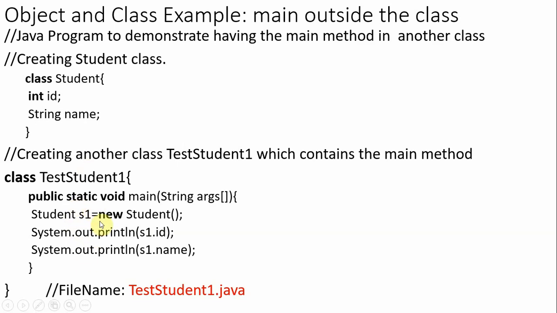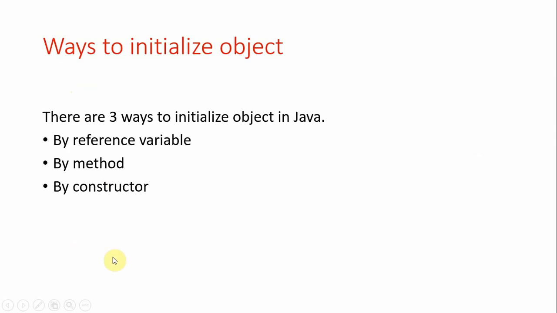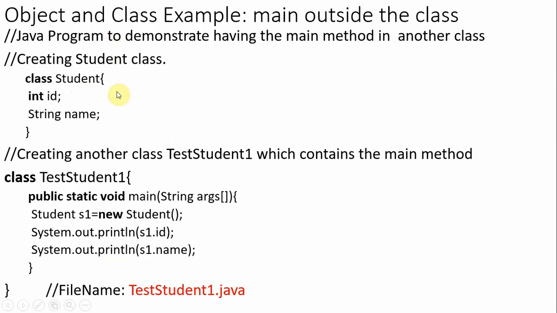So we are defining the main method outside of the Student class, but not entirely outside of any class. In Java, any method, whether it is the main method or other methods, should be in a class only. In the class only we have to define a method. Outside of the class it is not possible. But we can separate the instance variables and methods into two different classes. Like that we can define many classes.